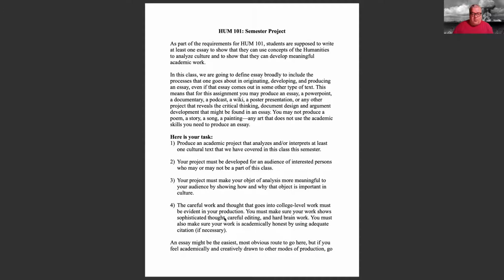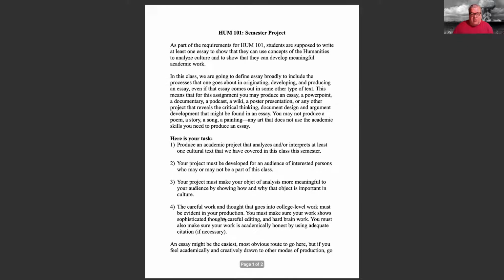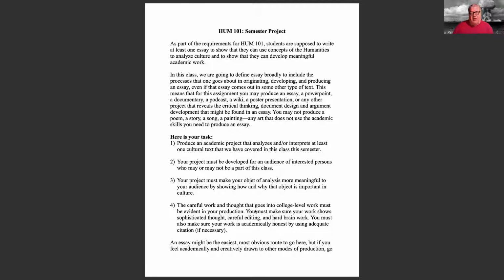The careful work and thought that goes into college level work must be evident in your production. You must make sure your work shows sophisticated thought, careful editing, and hard brain work. You must also make sure your work is academically honest by using adequate citation if necessary. And the citation part is important.